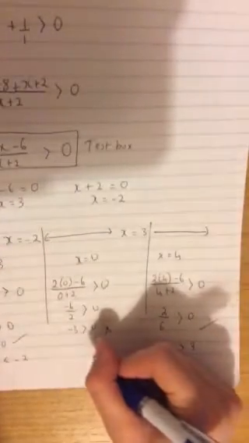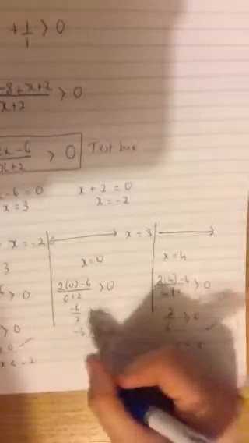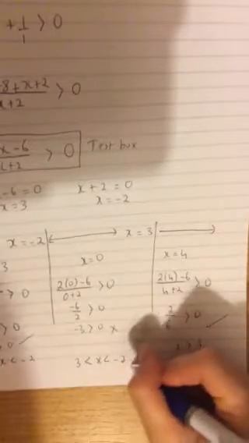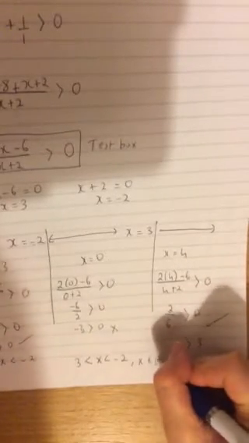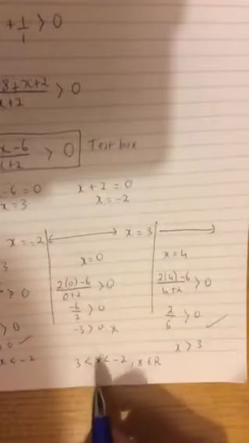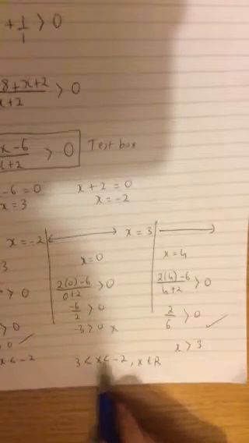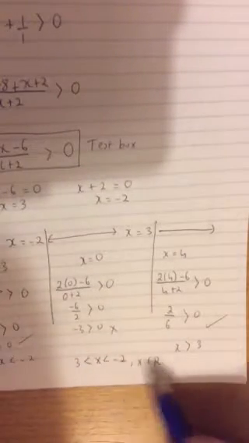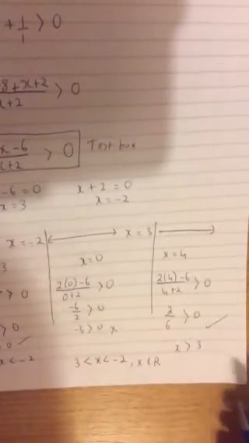So our solution set, if we put both inequalities together, is that x is less than -2 or greater than 3, and x is an element of the real numbers. It will be any value that's greater than 3 and any value that's less than -2.